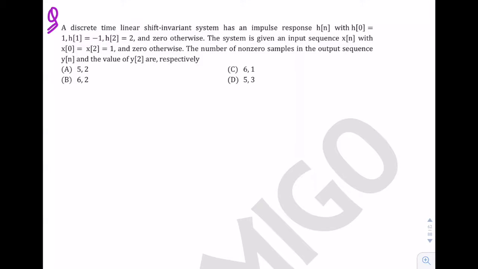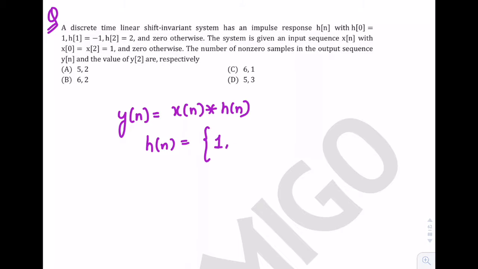Here again we can see that the question is based on convolution of two discrete time signals, and we have seen that there are many previous year questions based on the same concept, and we know the method to convolve two discrete signals. So y[n] is equal to x[n] convolved with h[n]. Here it is given that h[n] is equal to 1, -1 and 2, and it is 0 otherwise.